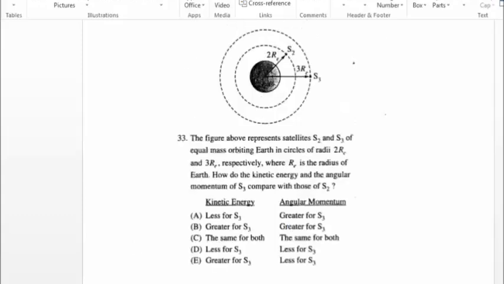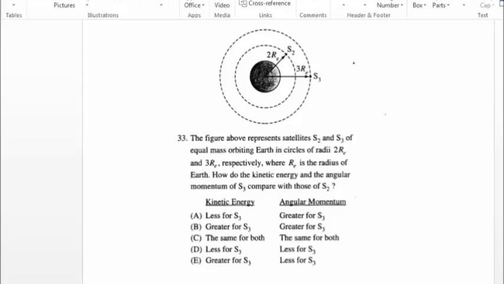Here the figure above represents satellites S2 and S3 of equal mass orbiting Earth in circles of radius 2RE and 3RE respectively, where RE is the radius of Earth. How does the kinetic energy and the angular momentum of S3 compare with those of S2? Now here the masses of the satellites being the same, S2 and S3. Now the velocity in the orbit which is closer to the Earth will be more.